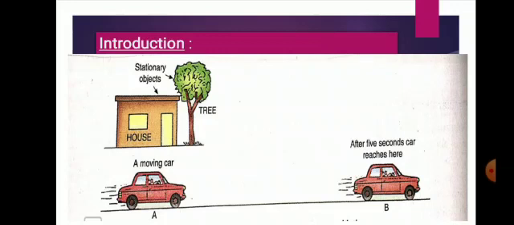For example, when the position of a car changes with time, we can say that the car is moving or that the car is in motion. See in the figure, we see a car at position A in front of a house and tree at a particular time. After 5 seconds, we see the same car at position B, which is quite far away from the house. This means that the position of this car is changing with time. So we say that this car is moving or that this car is in motion.